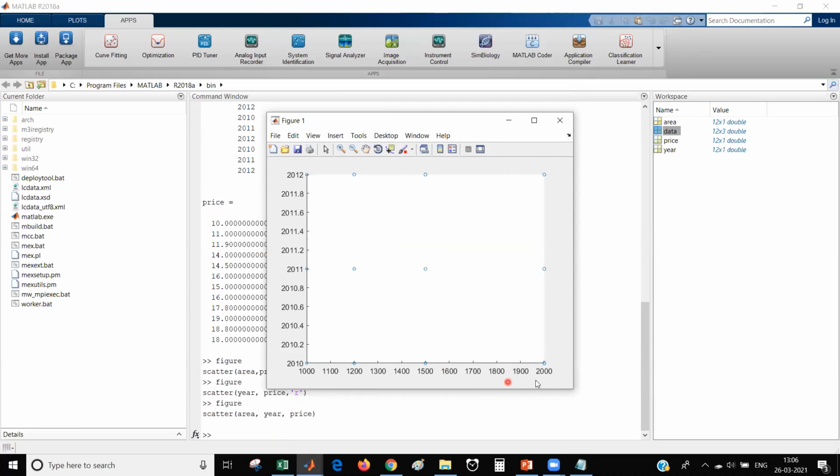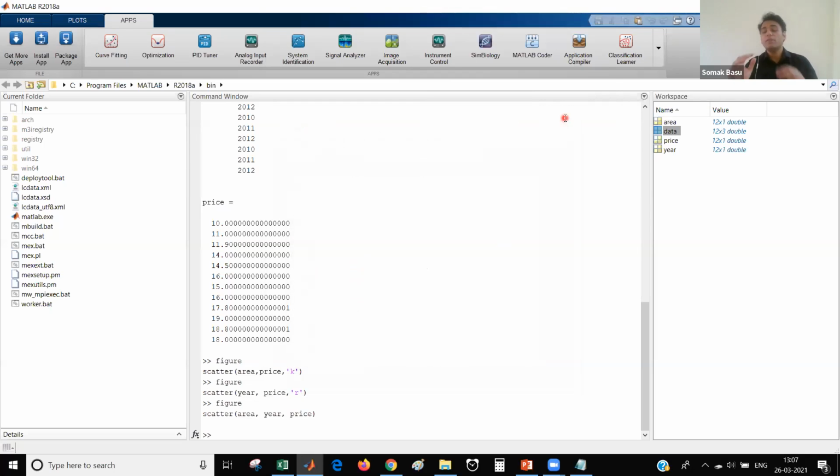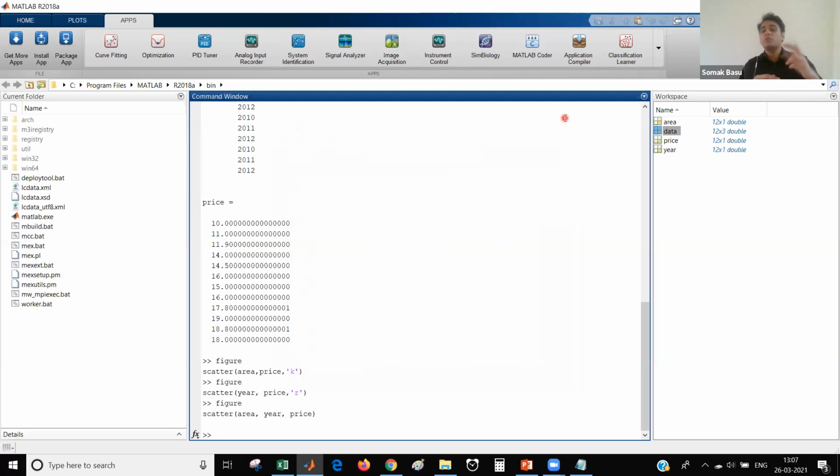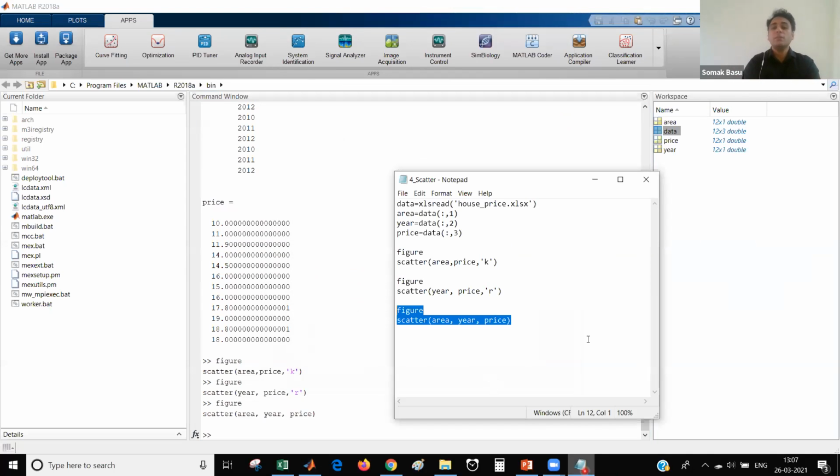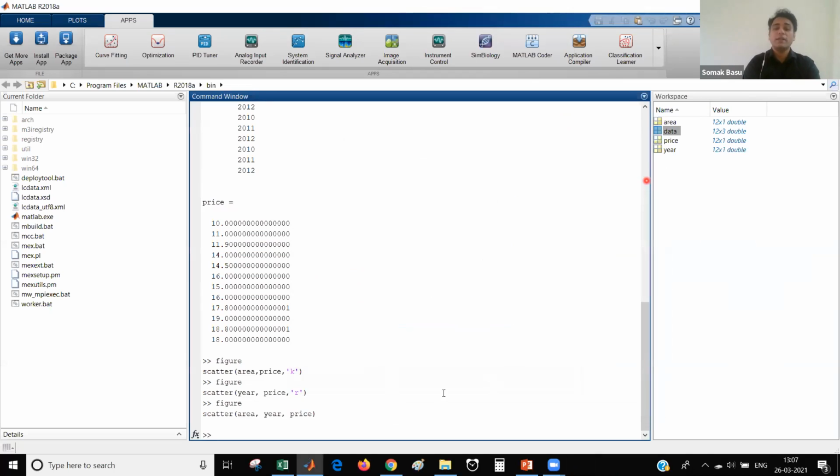So in this case, you'll see this x-axis has the area, the y-axis has the years, and these are all the points. All these points tell you, for example, this point tells you the area is 1200 square feet and the year is 2011. So these are the different points. The scatter plot gives you an idea about the relationship between the dependent and the independent variables. This was one simple example of the house data set.